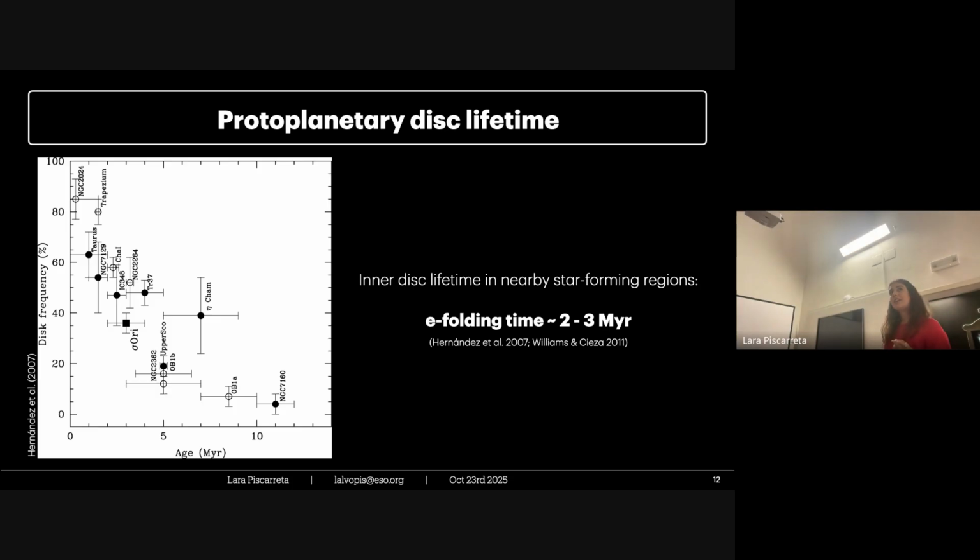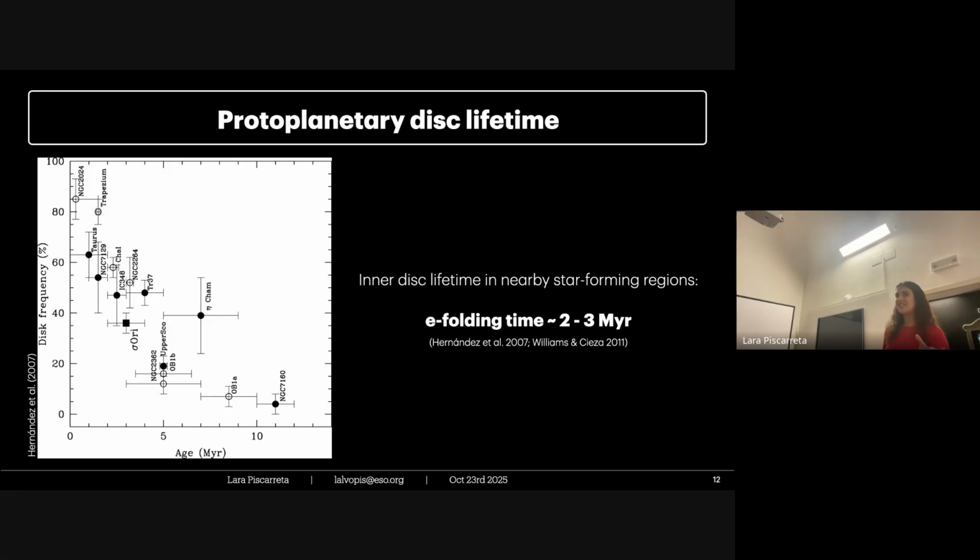Now, this disk lifetime is particularly important because it basically sets a time ceiling for the time available for planet formation to occur. So it means that with 2 to 3 megayears, it seems that planet formation needs to occur quite quickly. And if we had a longer time scale, we would have more time to form our planets, which would translate then into different characteristics for the planetary systems that would come out of that. And so this is why we're particularly interested in trying to constrain this time scale.